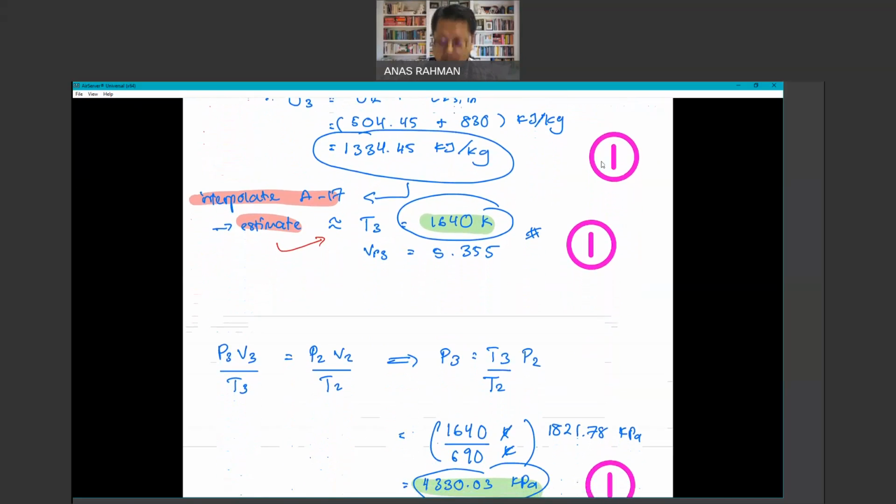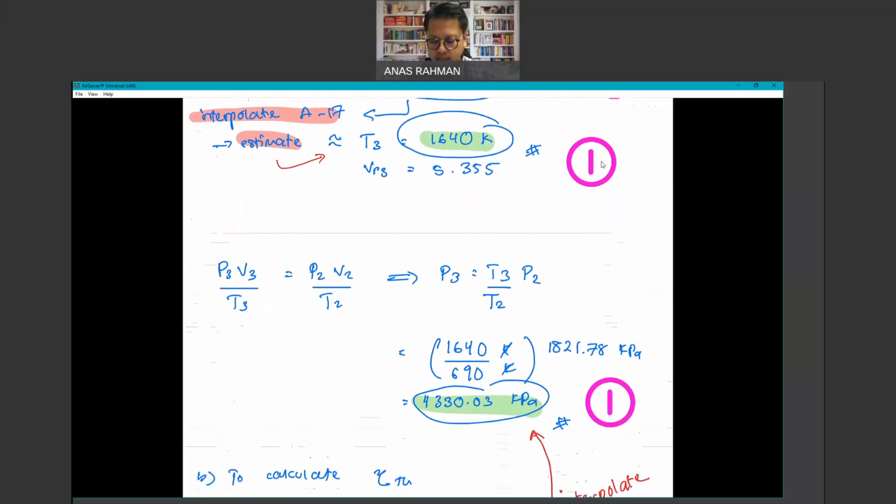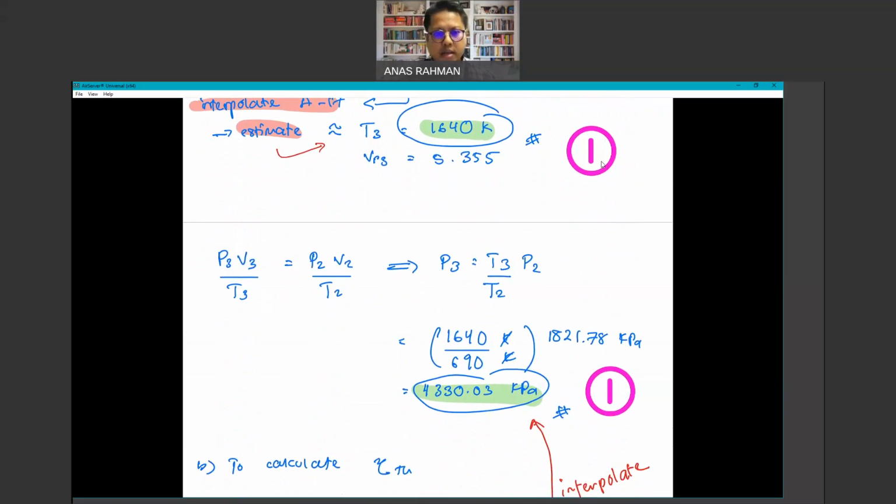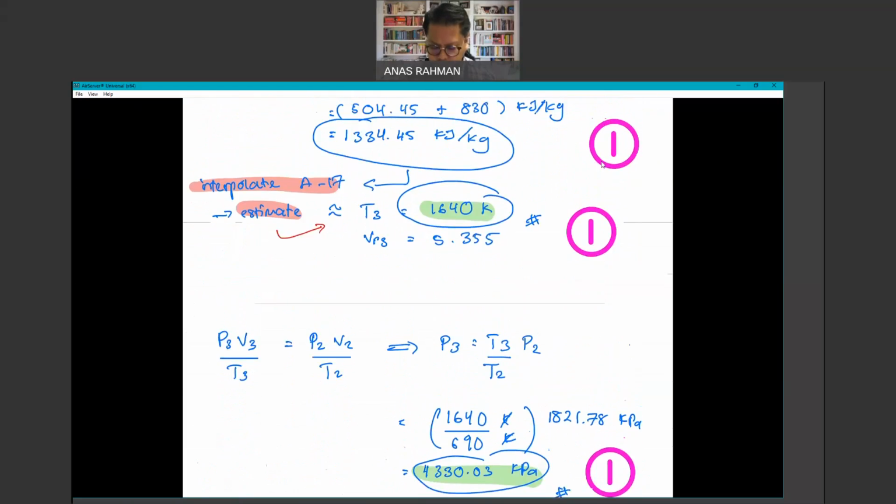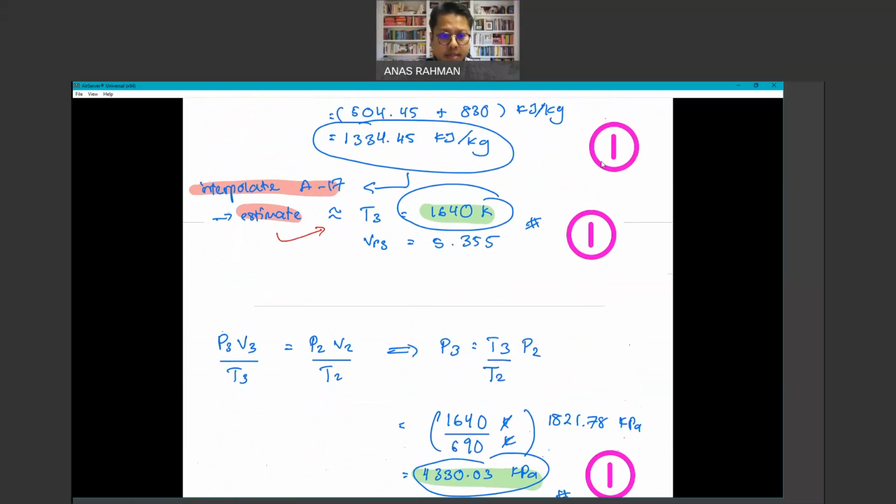So now you get the highest temperature. Okay, but we are not done yet. We need to find the highest pressure as well. So remember, we are still at 2 to 3, which is a constant volume heat addition process.